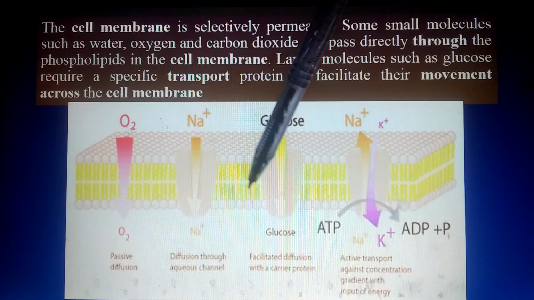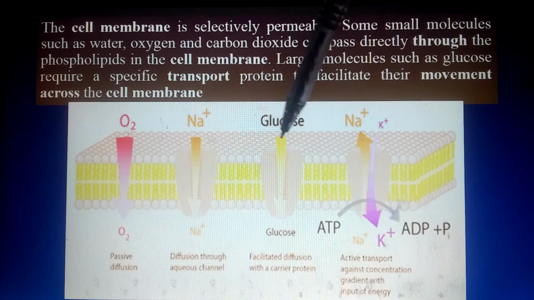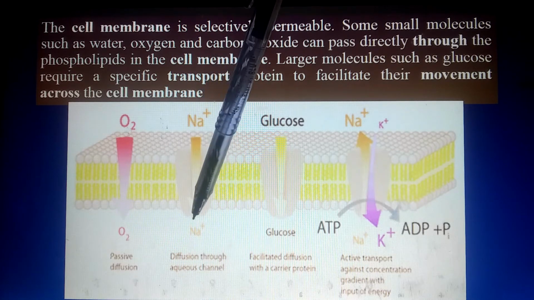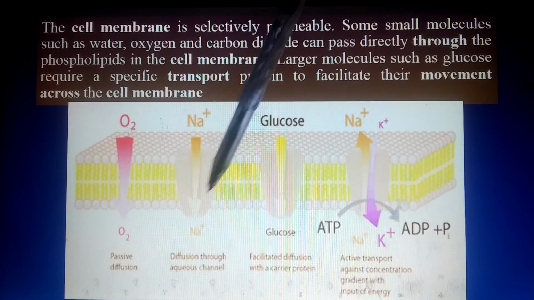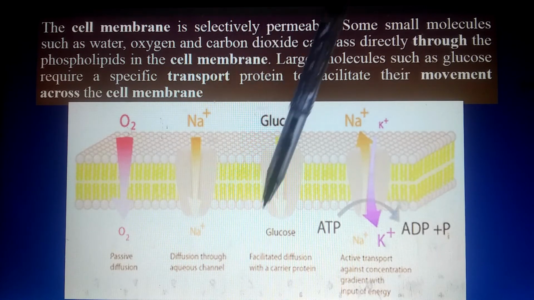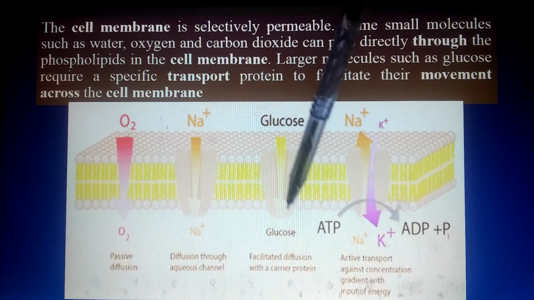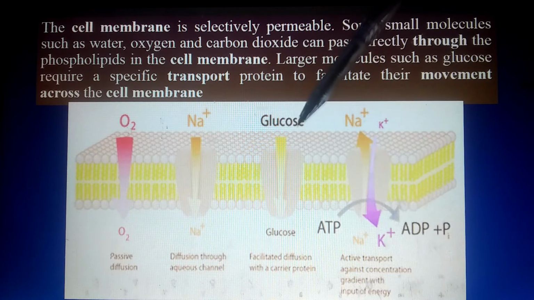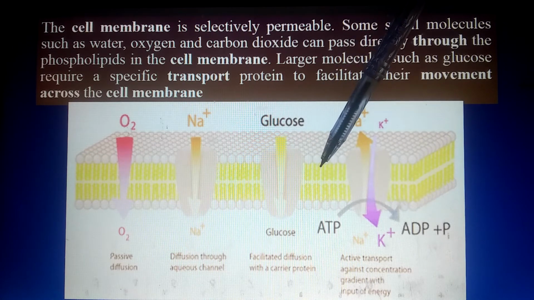Now you can see here the facilitated diffusion. Now what is facilitated diffusion? Here you can see the sodium ion move from higher concentration towards lower concentration. This is also a simple diffusion process. But this is the facilitated diffusion, in which glucose molecules, large molecules, and other molecules which are larger in size cannot pass through the plasma membrane, because the plasma membrane is a selectively permeable membrane.